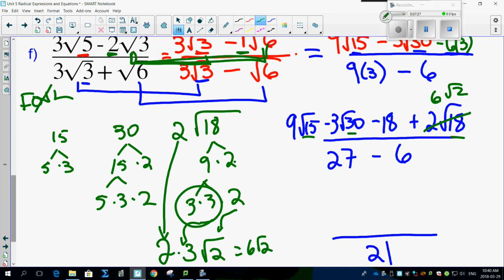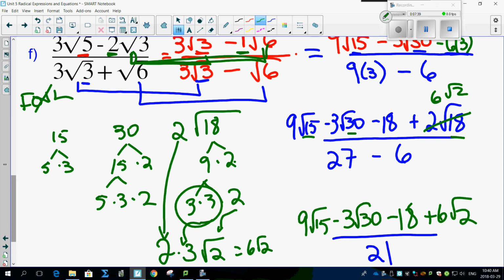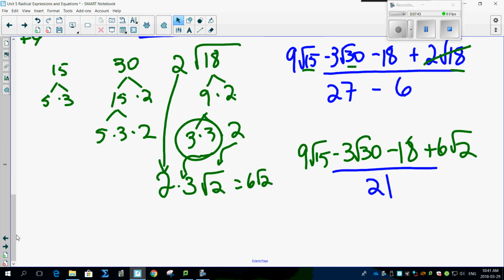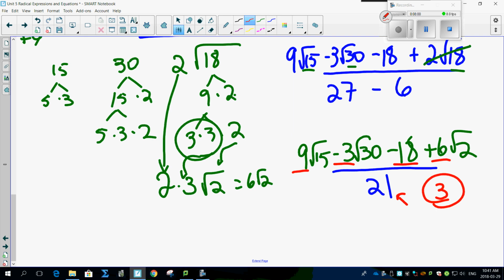So let's clean this up even more. So 9 root 15 minus 3 root 30 minus 18 plus 6 root 2. What a mess. Oh my goodness. Now, some people look at this and go, oh, well, we're done. Actually, no, we're not. Because if you think about it, look, this is a 9, this is a 3, this is an 18, this is a 6. And what's common with 21? That's right. A 3 divides into all of them. So divide everything by 3.